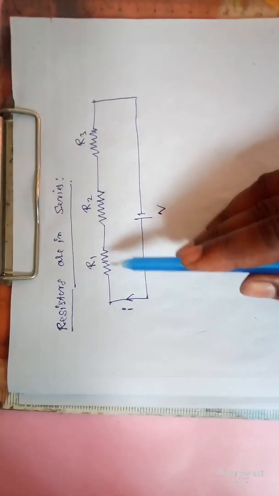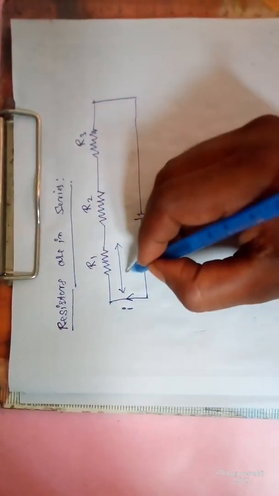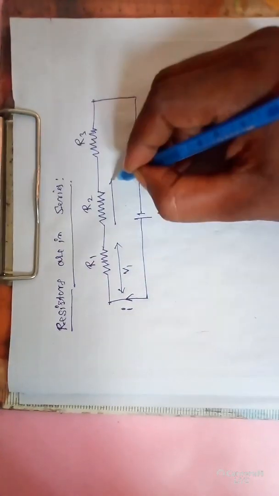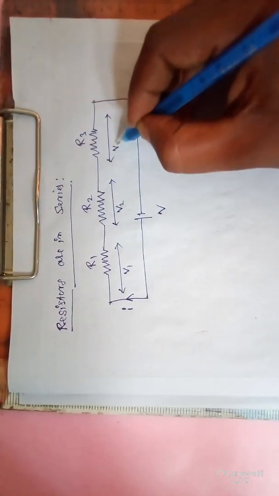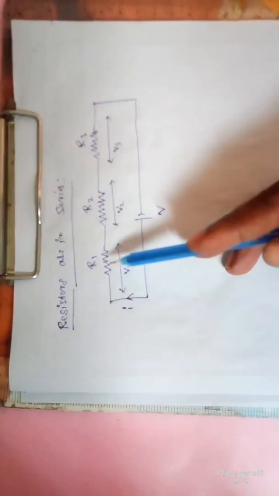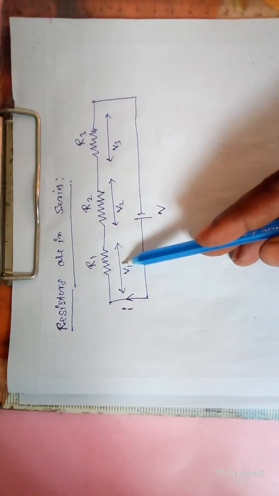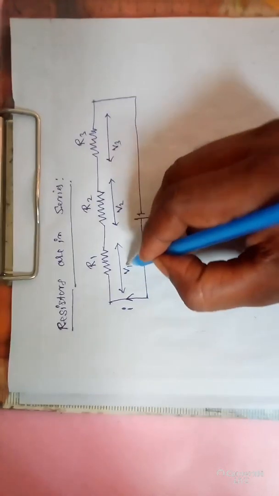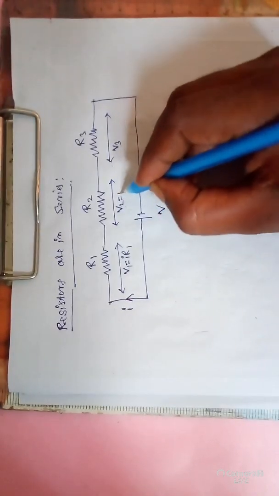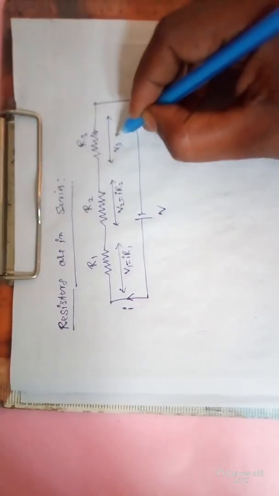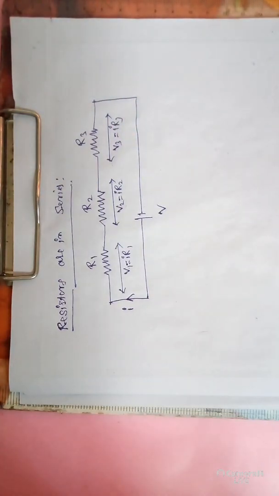But the potential drop across the resistors is different. The potential drop across these resistors is V1, for the second resistor let V2, and for the third resistor let V3. Now, as the current is the same but the value of resistance is different, the potential drop is different. So what will be the potential drop for the first one? I into R1. Potential drop for the second one is I into R2. Potential difference for the third one, I into R3.